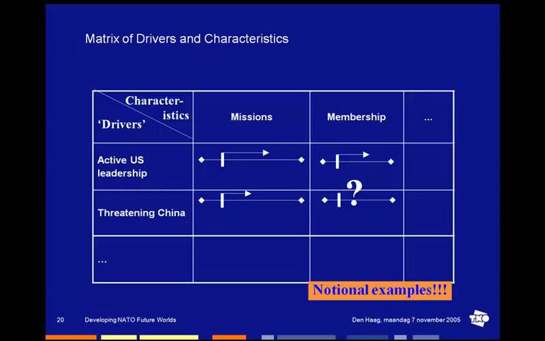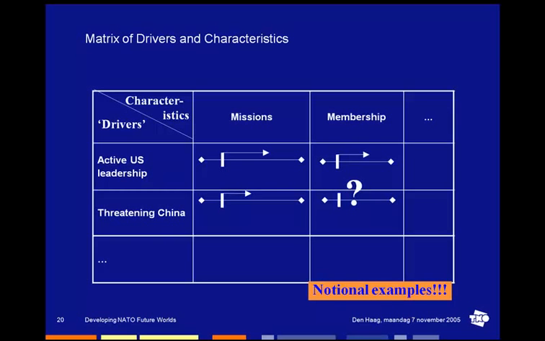What actually triggers change in these missions? To give you two examples, active U.S. leadership was seen by everybody as one of the key drivers of change in possible future NATOs. The idea was, for instance, if the U.S. takes an active leadership role within NATO, the mission spectrum is likely to go more towards the right, towards high-intensity warfare. Membership is also likely to go more to the right.